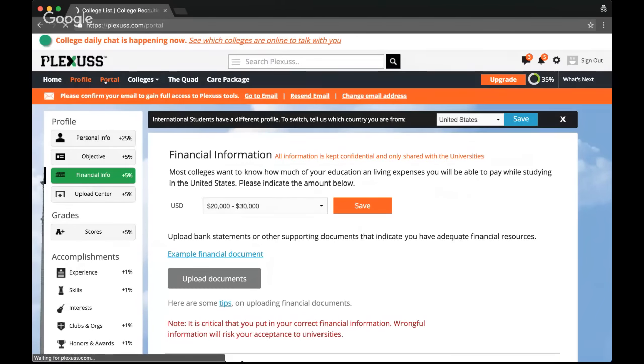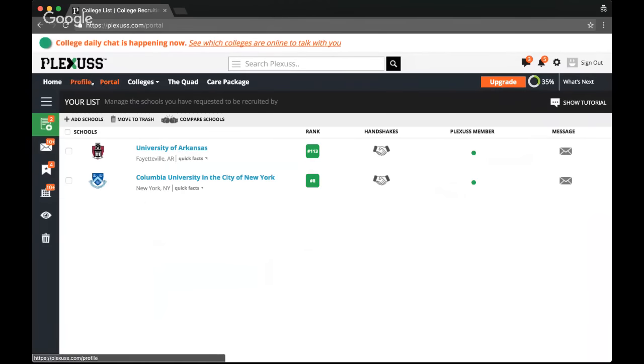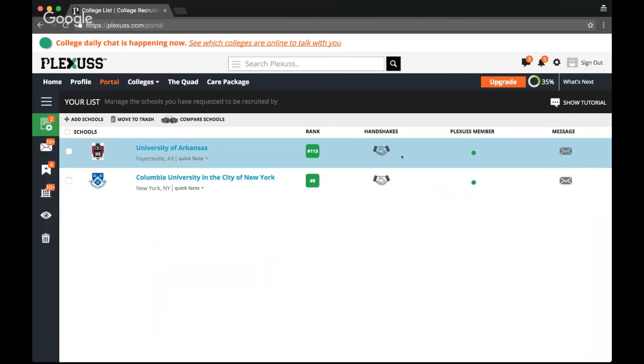So moving on to the portal section here, the third area, we can see schools that are on your list. These are schools that you have reached a handshake with. We can see that by the handshake icon here. This means that you have expressed interest in the school and the school has accepted that interest, or the school has reached out to you and you've accepted the interest from the school. So we can see I have 2 handshakes on this account.